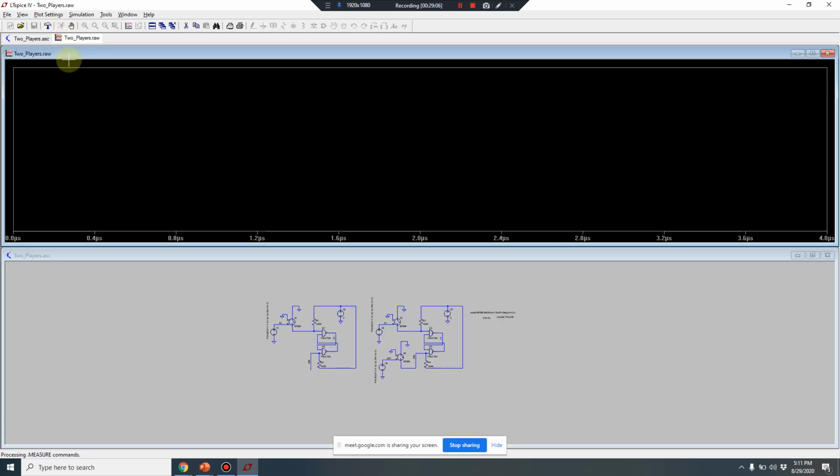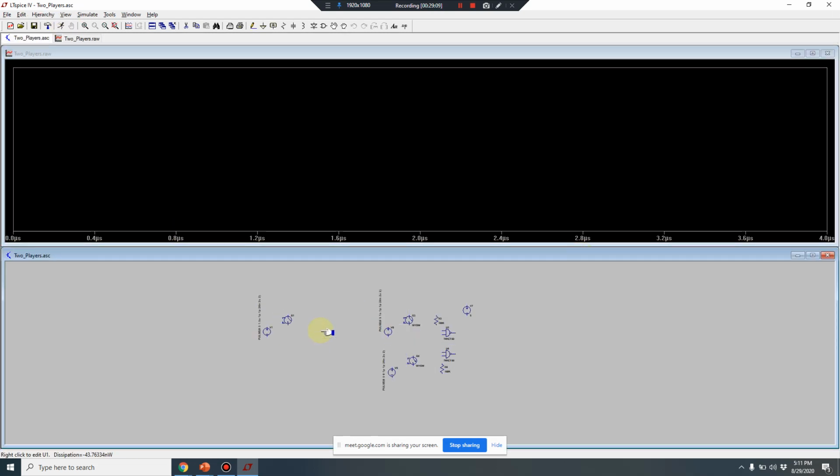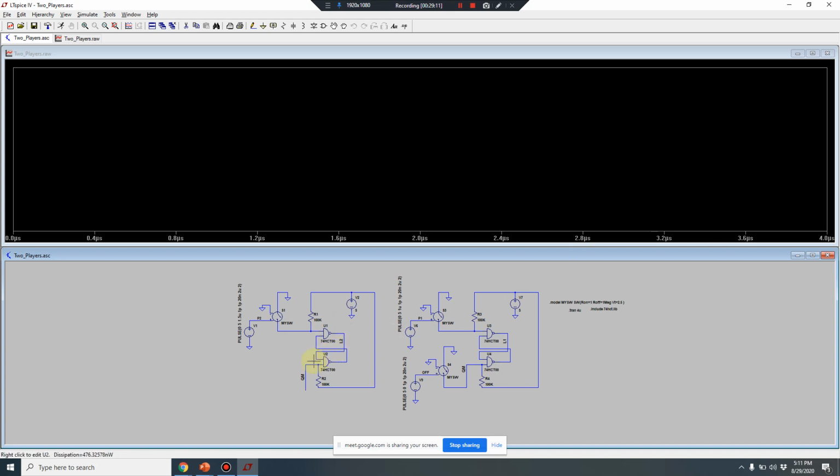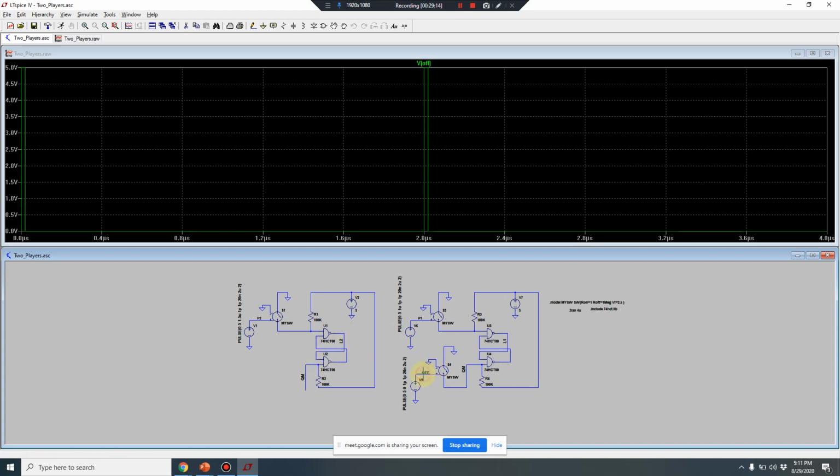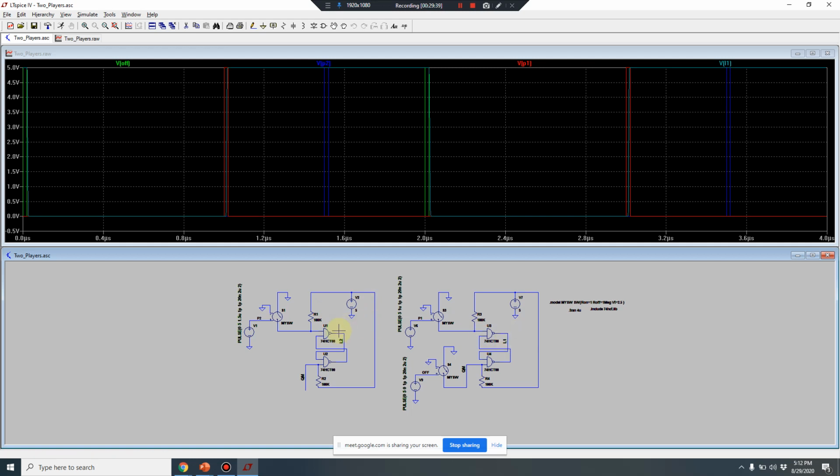So let me run it. Let's see what is happening here. Now this is the quiz master. He is resetting it. Both the outputs will go low the moment the quiz master puts his switch on. This is player one, this is player two, and this is the light of player one. This is the light of player two.